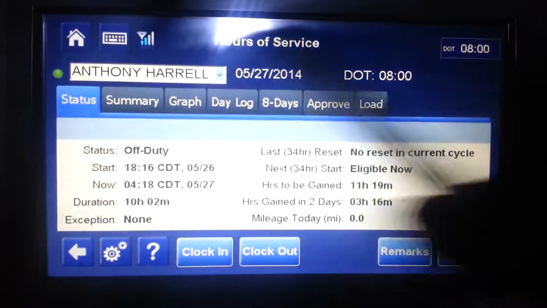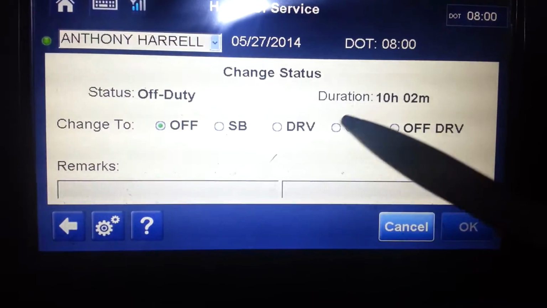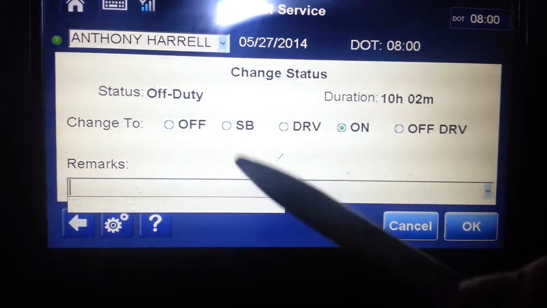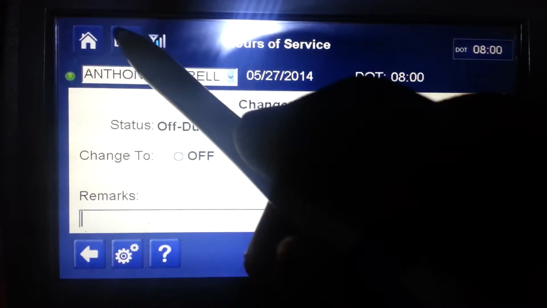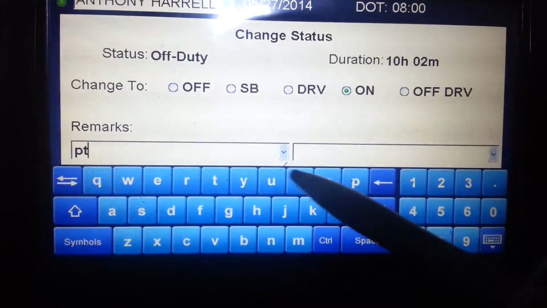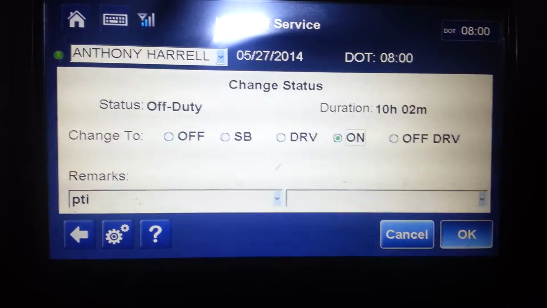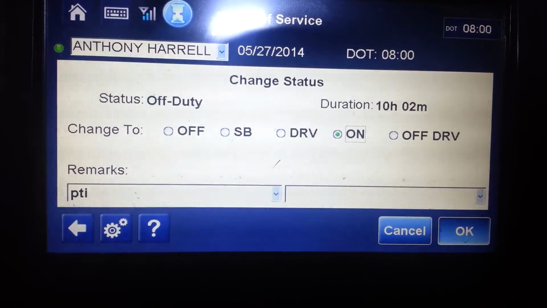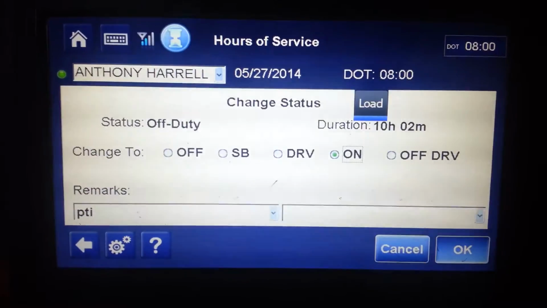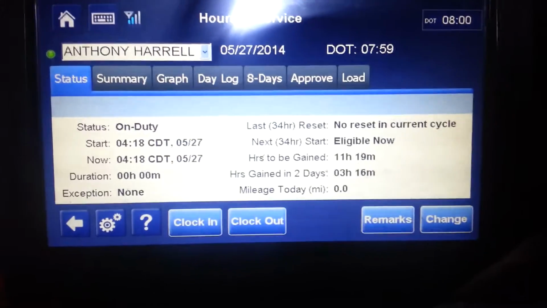Now, since I got my 8 back, I'm going to go here, on duty, go here, hit the PTI, and hit OK. There you go. And that's how you do that.